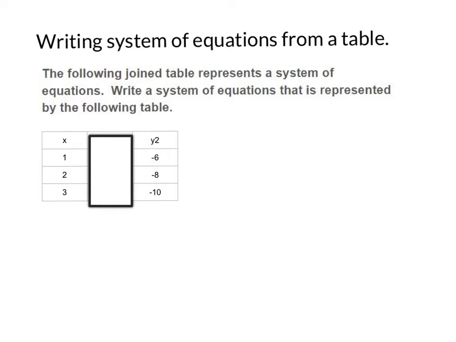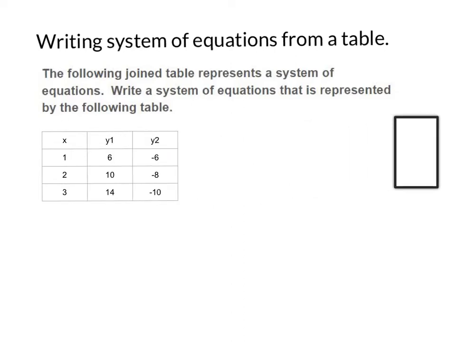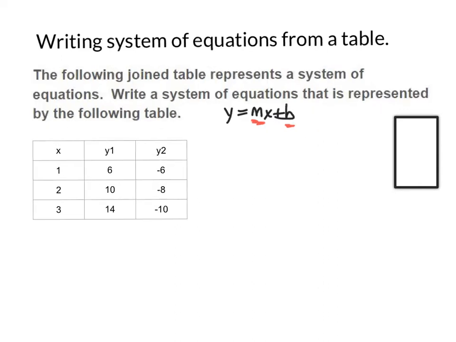All right, and of course we're going to write this in y equals mx plus b form. So that means we're going to need to be able to find the slope and determine the b as well. So this is going to be quite a bit of a problem. It's going to take a little bit of time, but we most certainly can do it. All right, so let's get started.